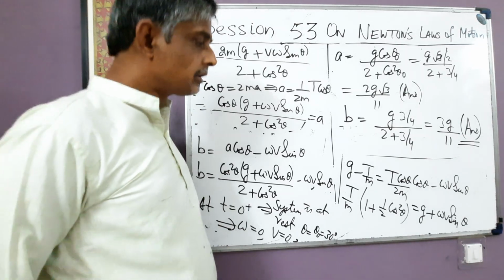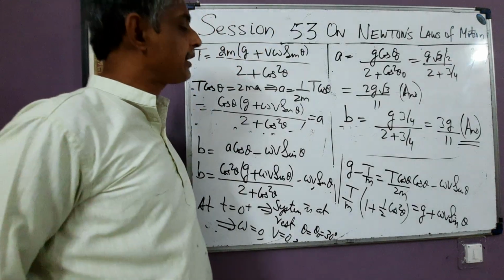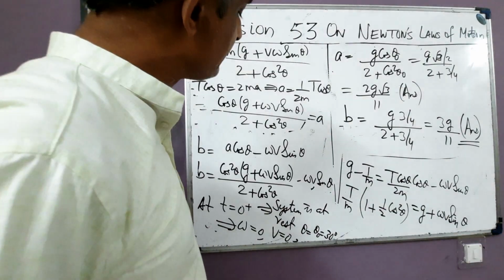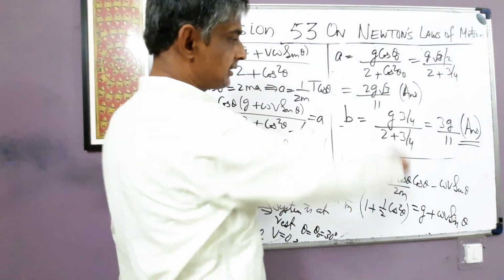And then from that instant, if you are asked to find the accelerations initially, then when the system is just released from rest initially, omega and v are both 0. So that simplifies to this case.